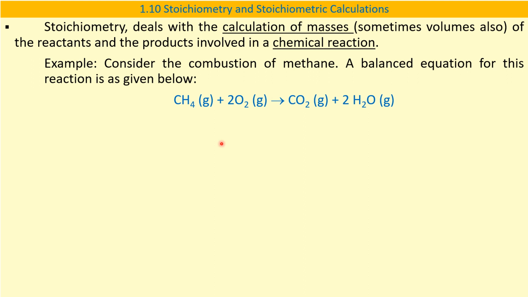The coefficient 2 for O2 in the reactants, that is on the left hand side, and 2 for H2O in the products on the right hand side are called stoichiometric coefficients. Similarly, the coefficient 1 for methane and carbon dioxide in each case. These represent the number of molecules and moles as well taking part in the reaction or formed in the reaction.